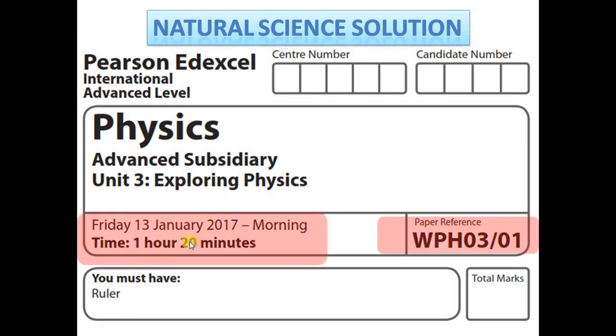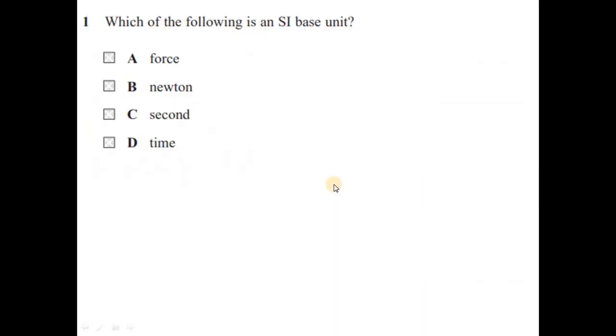It is Unit 3 IAL Physics, January 2017. So let's start. Question number 1. Which of the following is an SI base unit? So it's all about base units, and it is a typical question regarding units that keeps coming in different papers. In my suggestion, if you can memorize the base units, there are 7 base units.